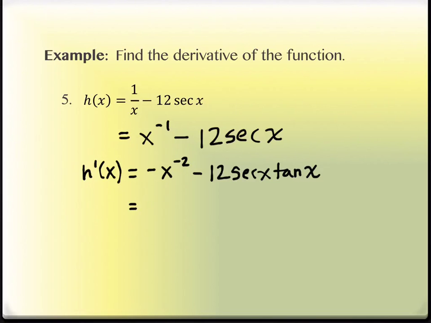But the problem started out with 1 over x, right? So we can't have x to the negative 2 as part of our answer. How should we rewrite that? Yeah, negative 1 over x squared. And then the next piece is just fine. 12 secant x tangent x.